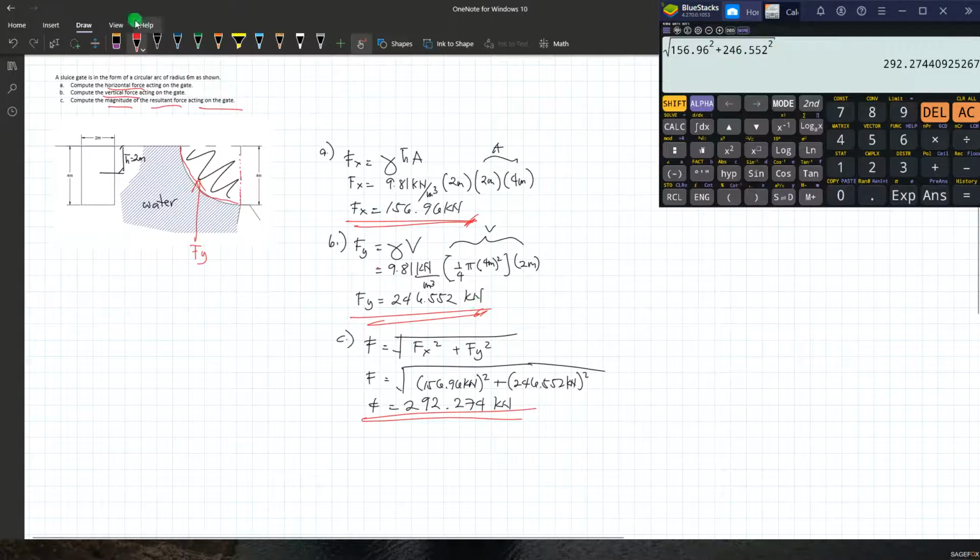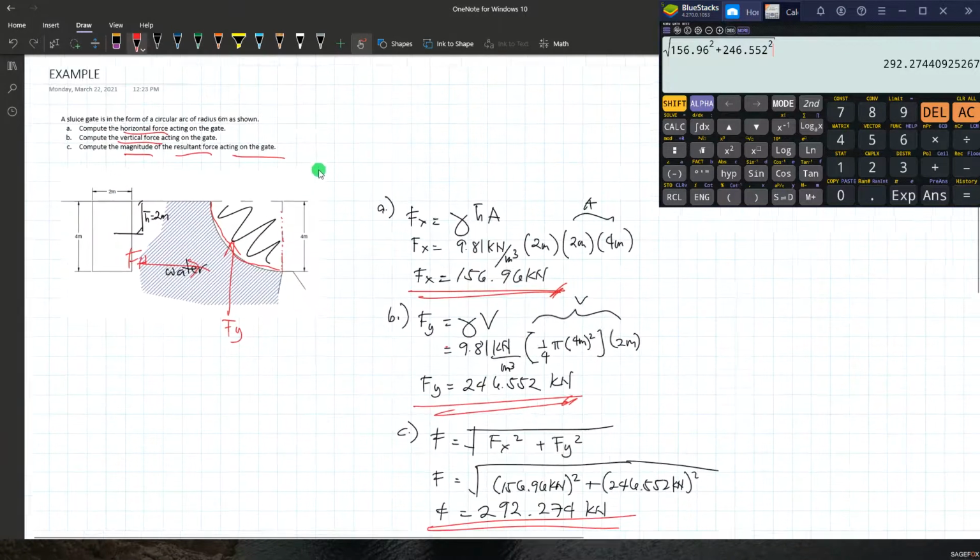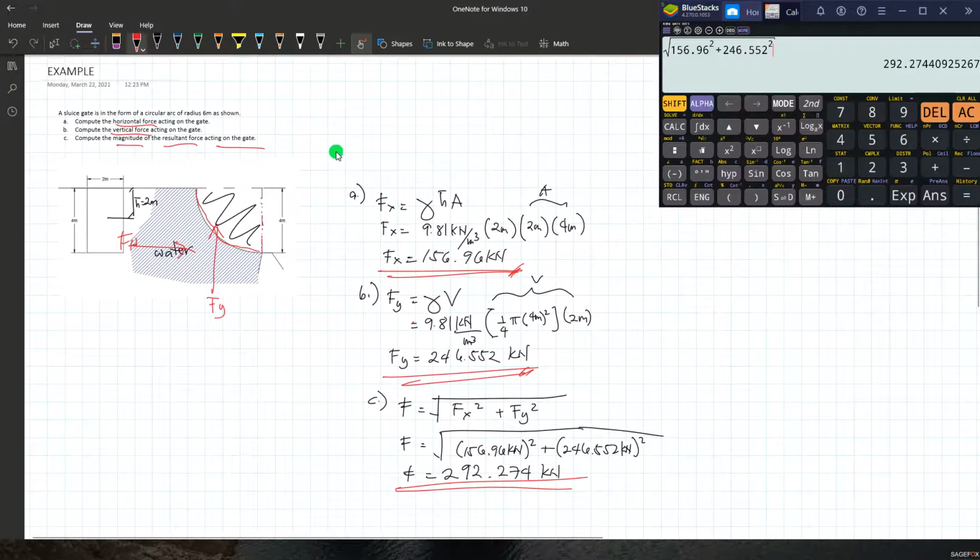Okay, so we have a horizontal force and a vertical force. So that's how you solve it.